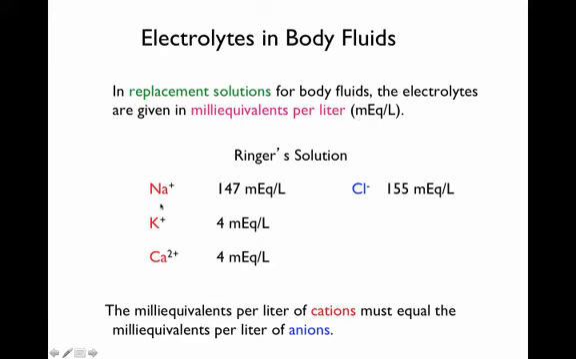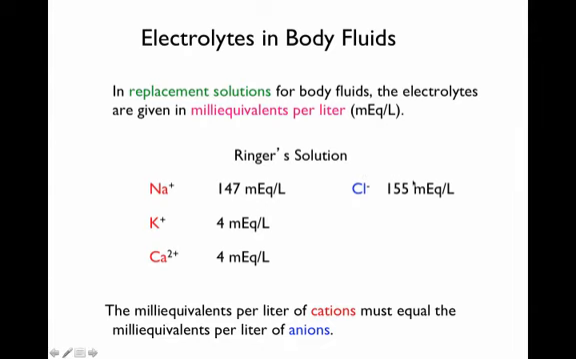And for potassium ions, it's 4 milliequivalents per liter. For calcium ions, it's also 4 milliequivalents per liter. And for chlorine, there's also chlorine mixed in there as well to neutralize all of these, and the amount of chlorine is 155 milliequivalents per liter. What that means is that in the case of chlorine, you have 155 millimoles of negative electrical charge for every liter of liquid.